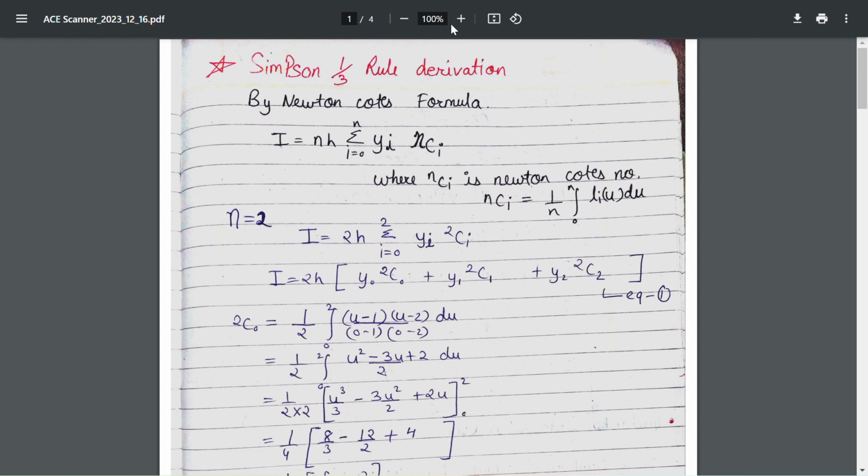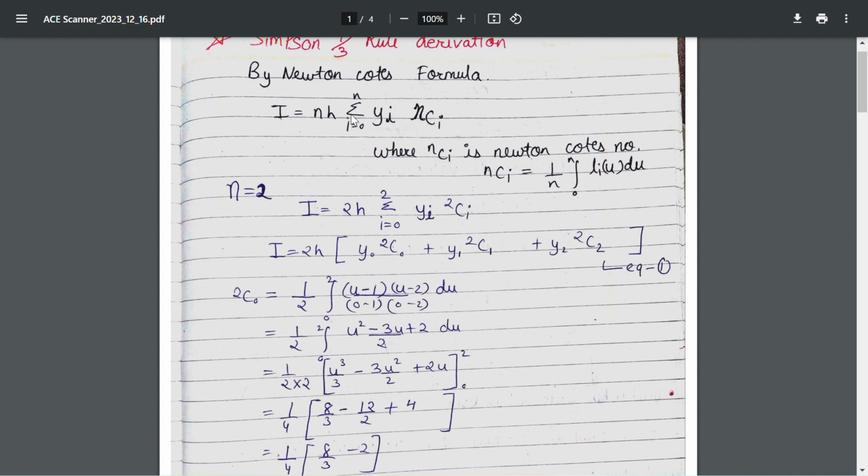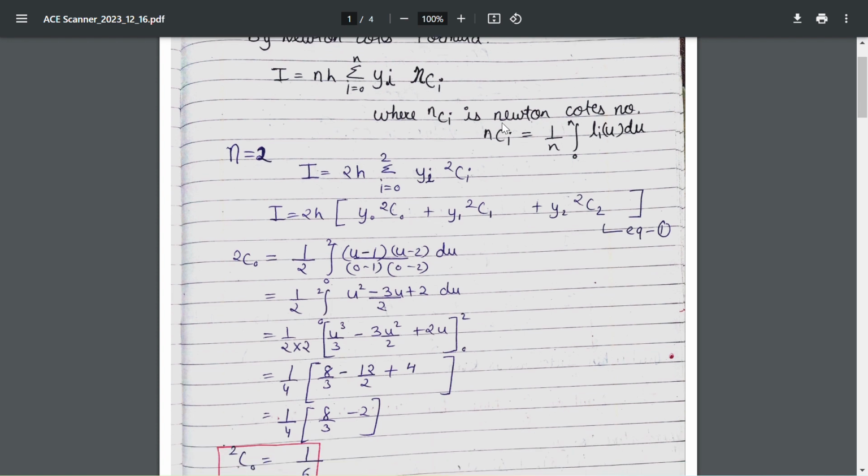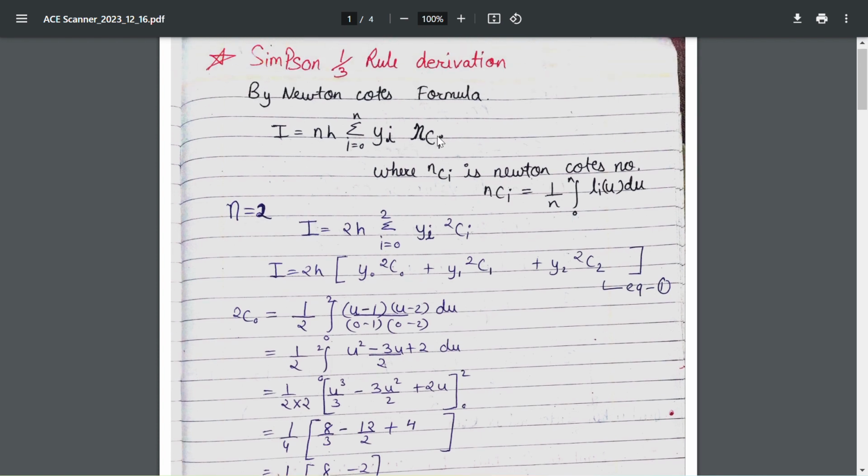And our first question is: obtain Simpson's 1 by 3 rule from Newton's Cotes formula. Newton's Cotes formula is I equals nh summation i equals 0 to n y_i NC_i. Here NC_i is Newton's Cotes number and its formula is NC_i equals 1 upon n integral 0 to n L_i(u) du. Now we can find Simpson's 1 by 3 by putting n equals to 2 in Newton's Cotes formula.